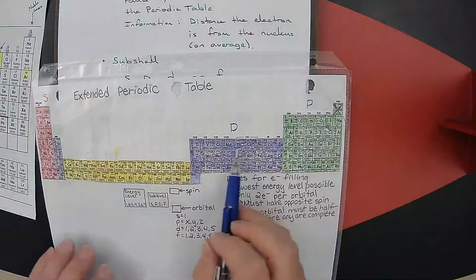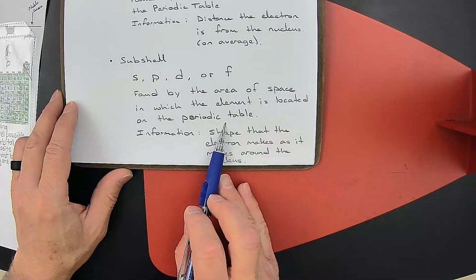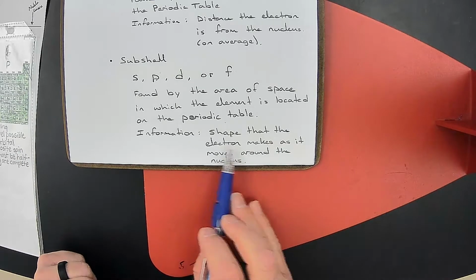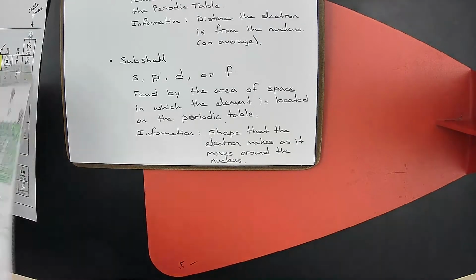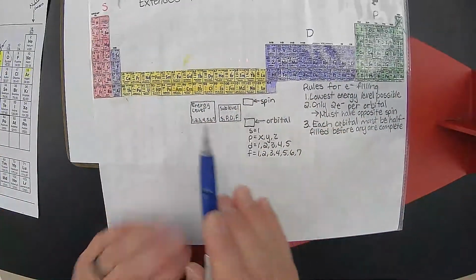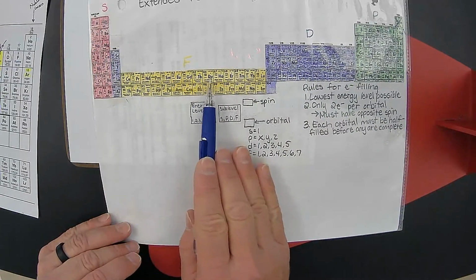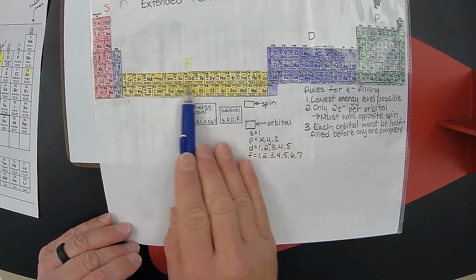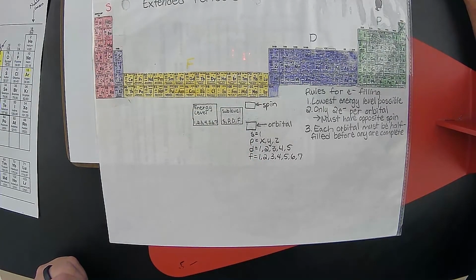So the s, p, d, and f are found by the area of space the element is located on the periodic table, and it gives us an idea of the shape that the electron makes as it moves around the nucleus. Now, there are 7 f's. I did not print out the different shapes, but we will find out. 14 going across, so there will be 7 orbitals for the f.